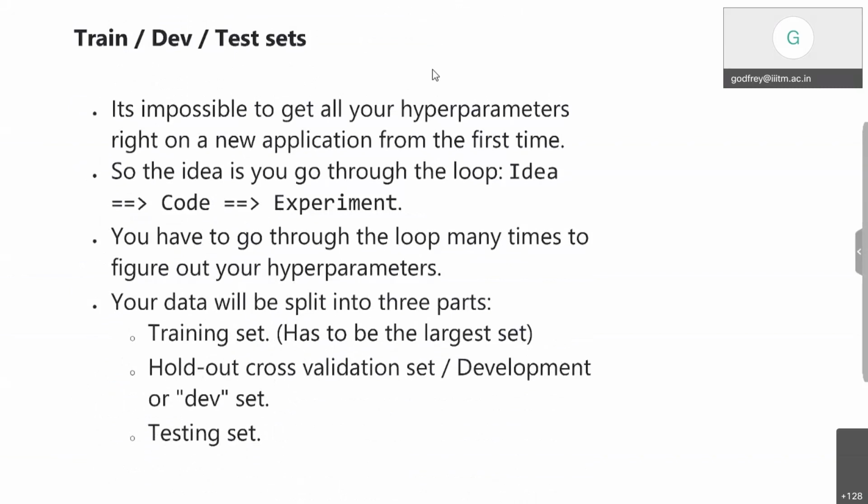Now, if you typically look at machine learning problems, you have three types of data sets. You have a training data set, you have a development data set, and you have a test data set. You may call the development set a validation data set, or a hold-out data set.